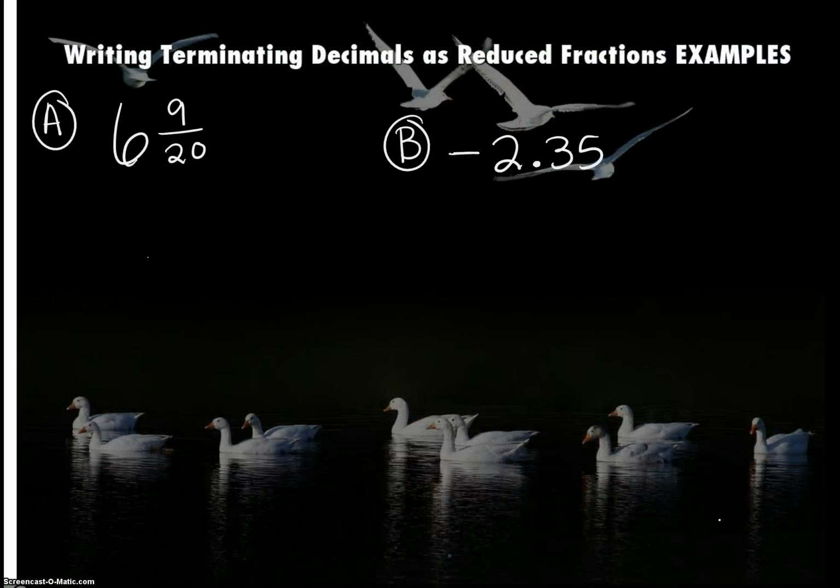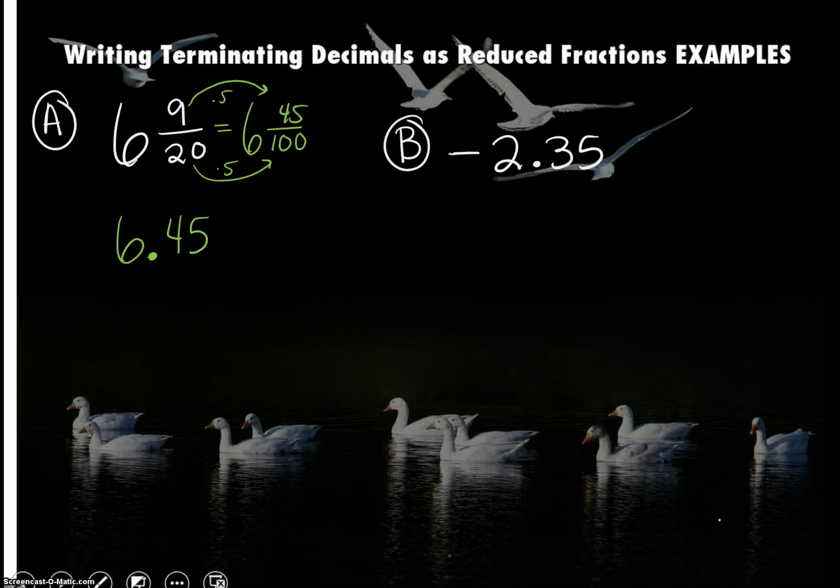Here's some other examples. 6 and 9/20ths. If you wanted to first convert this to a place value that you know, like hundredths place value, you could by multiplying 20 by 5 and then 9 by 5. You get 45. Or what you could do is you could take your 6, and since you know it's more than 1, that comes before the and, divide 9 by 20 in your calculator, and you also get 45/100ths. The method that I showed on the right hand side is without a calculator. You could also do it with a calculator.